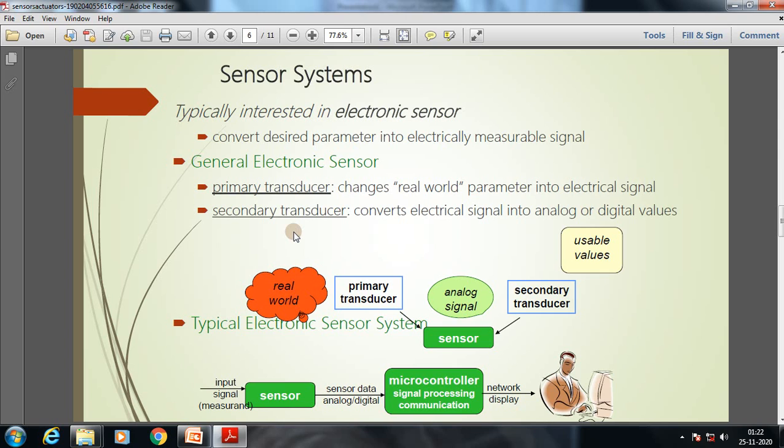So the function of the primary transducer is to gather the information from the real world and create the analog signal, and the function of the secondary transducer is to create the usable values or digital values from analog signals. Okay, so this is the sensor. This is the input signal measurement: sensor, sensor data, analog, digital signal, microcontroller, signal processing, communication, where the signal will be processed. This is the part where we use the digital signal processor, and network or display.